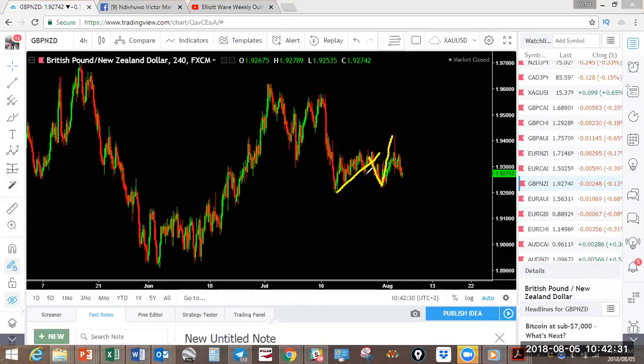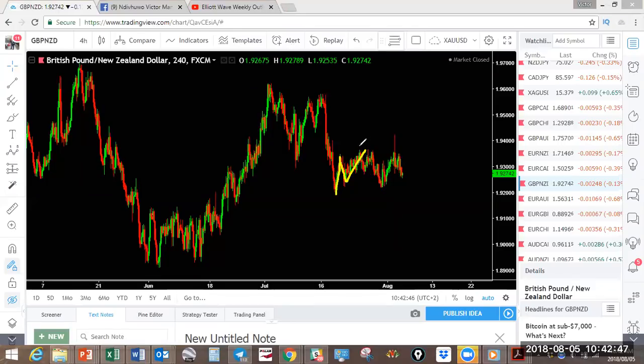Okay, but that is a textbook flat correction. Now look, why do I say it's a textbook flat correction? It's a 1, 2, 3 up. So when you get a correction like this, you typically expect that it is completed and you expect downside. That's why I was expecting downside.